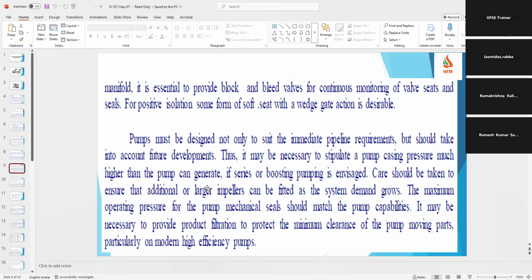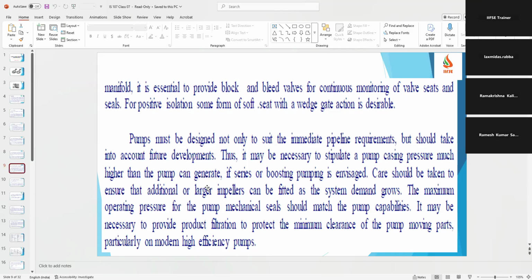It is essential to provide block and bleed valves for the continuous monitoring of the valve seats, and also seats for a positive isolation. Some soft seats with a wedge gate action are desirable. See, these double block and bleed valves are suitable for continuous monitoring. Here you will not switch off the supply. The continuous supply will be there, but you can check the condition of the different valves which are in the network.